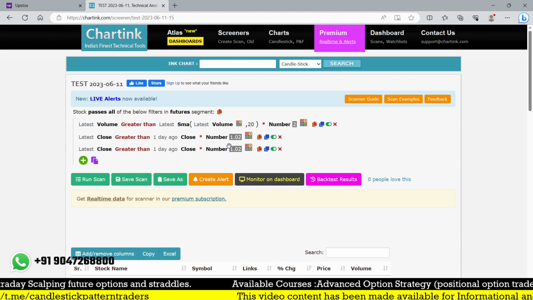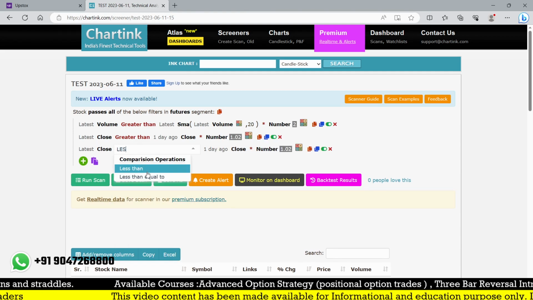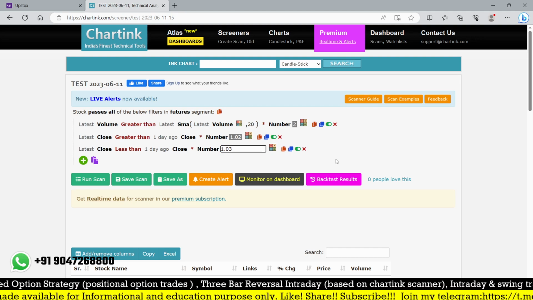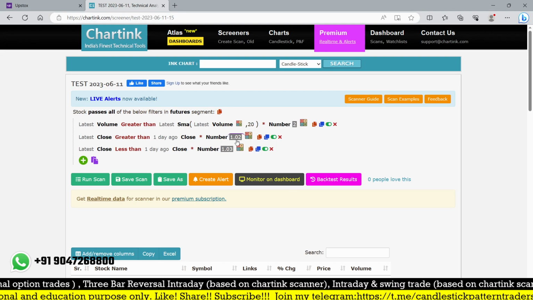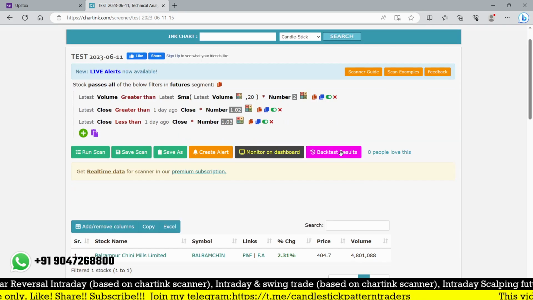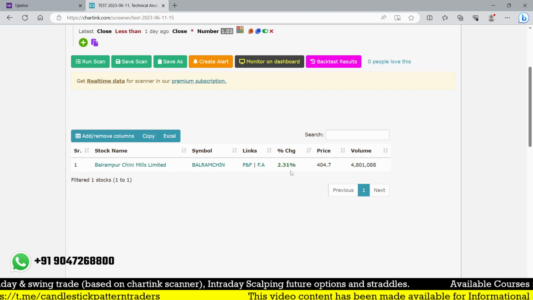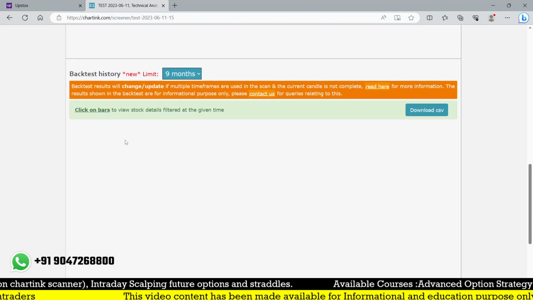Okay, and the same condition, it must be within the range of 2 to 3%. Simply add this. Yeah, this will find only stocks within 2 to 3%. I think Balrampur Chini may be at 2%. And let me go check the backtested report.